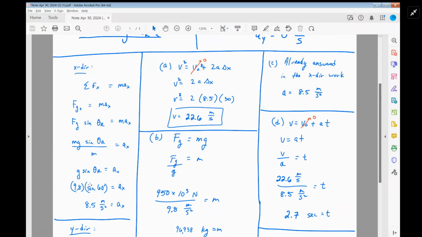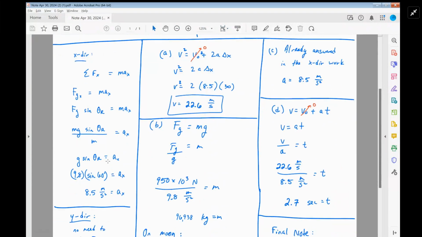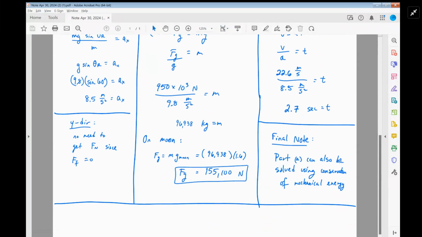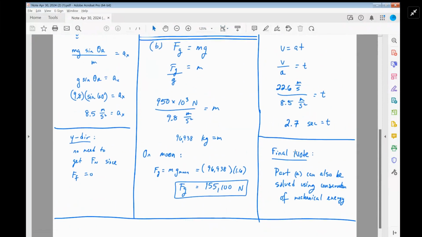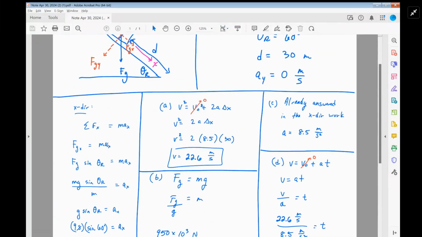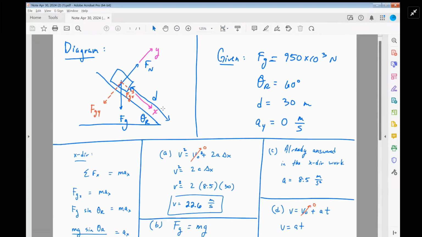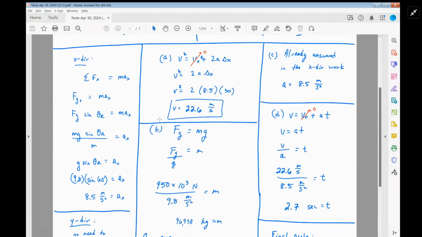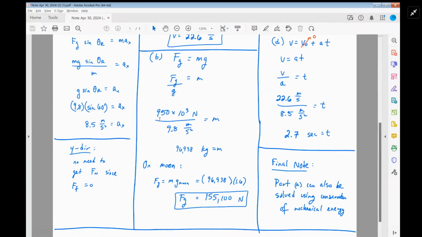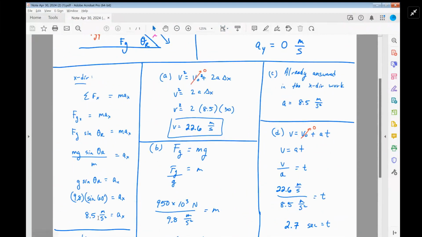I would always start the problem off with dynamics, but you could solve this problem, and I put it down here, with conservation of mechanical energy. And if you did it that way, you could get part A first without knowing the acceleration by saying that the potential energy at the top of the ramp equals the kinetic at the bottom. And then you could actually get the same answer. But we're going to do it this way because I already solved for the acceleration in the x, and you're going to need it anyway.